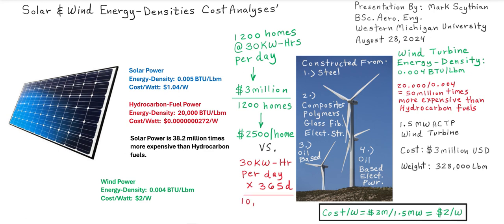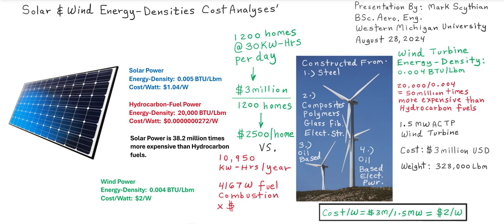So if we take the 30 kilowatt hours per day times 365 days, that's 10,950 kilowatt hours per year per home in the US. And so we have to compare that to the fuel combustion cost. So that would be 1,250 divided into a thermal efficiency of 30% average combustion engine, which gives 4167 watts of fuel combustion per household.